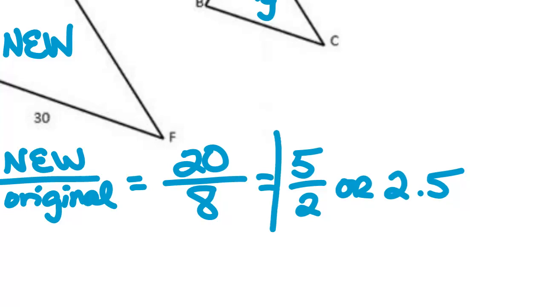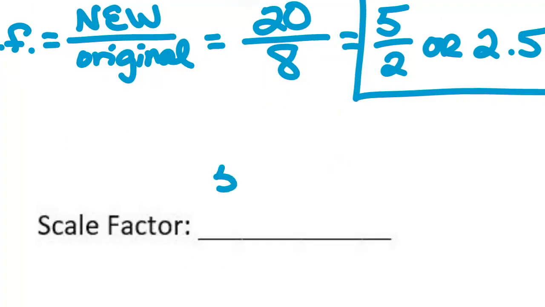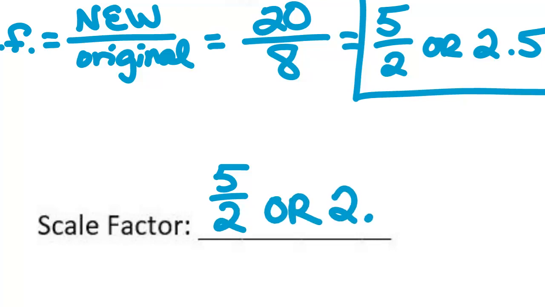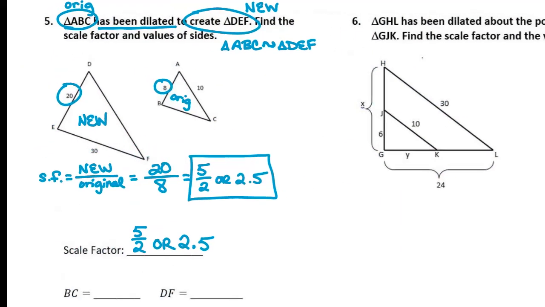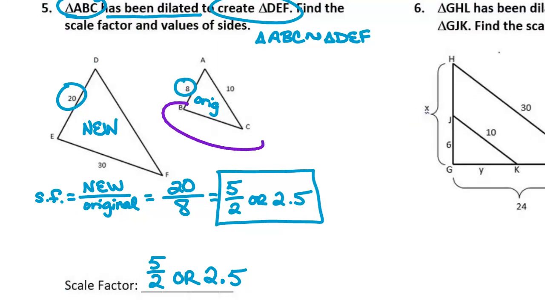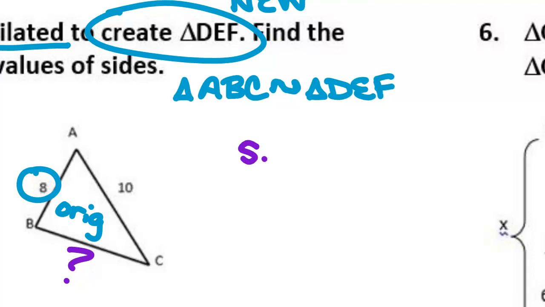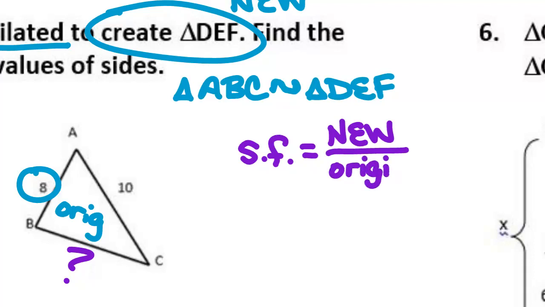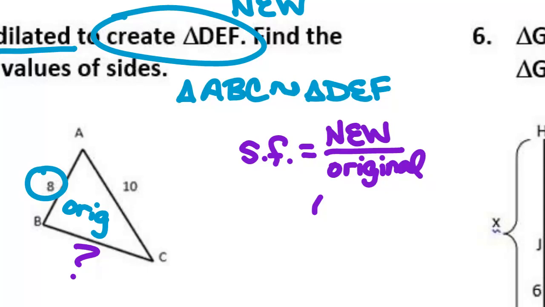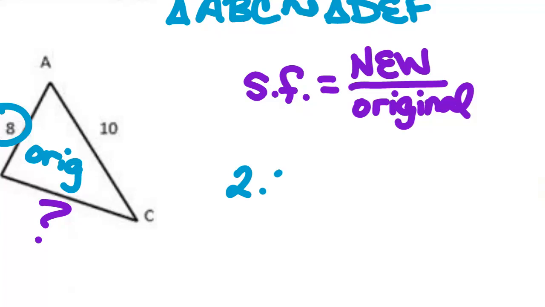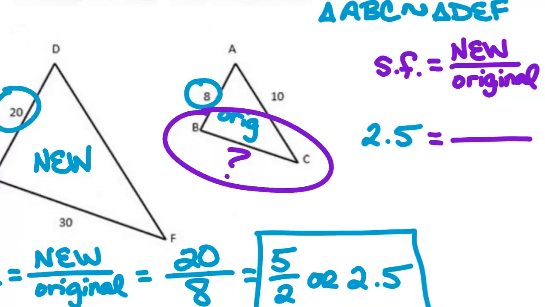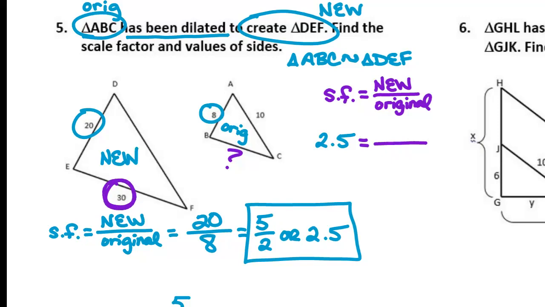Do I care whether it's a fraction or a decimal? Nope. Make sure for repeating things, though, that you are putting the repeating symbol. So 5 over 2, or 2.5. We're going to use that scale factor now to find the two sides that we have no information about. So side BC is going to be the first thing that we find. I don't know how big side BC is, but I know that scale factor is equal to new over original. And we just figured out the scale factor is how big? 2.5. So 2.5 is equal to, what's the corresponding side to BC on my new triangle? EF, 30. So I'm going to put 30 in my numerator.